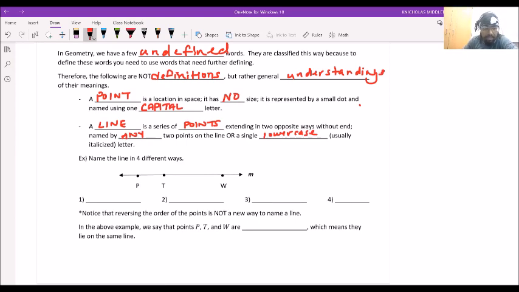So here, just to name the line, it says name the line in four different ways. And here's how we can name this line. First of all, it's very important that we mark that it's a line. When we do that, we'll have this symbol over top with the arrows going both ways, to show that it's a line and not a line segment or a ray. So we can name this line PT. We could also name this line PW. We could name this line TW, or we could name this line m.